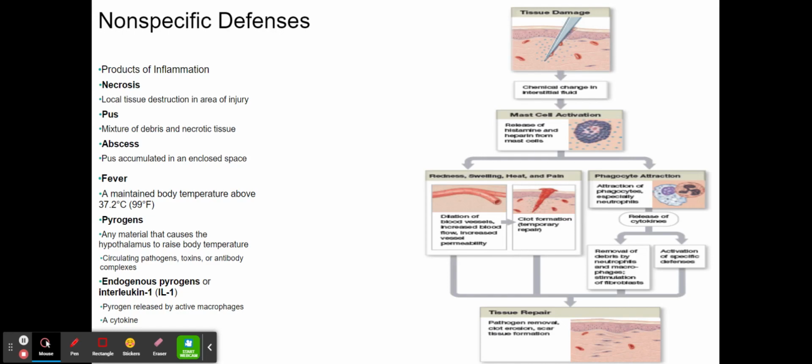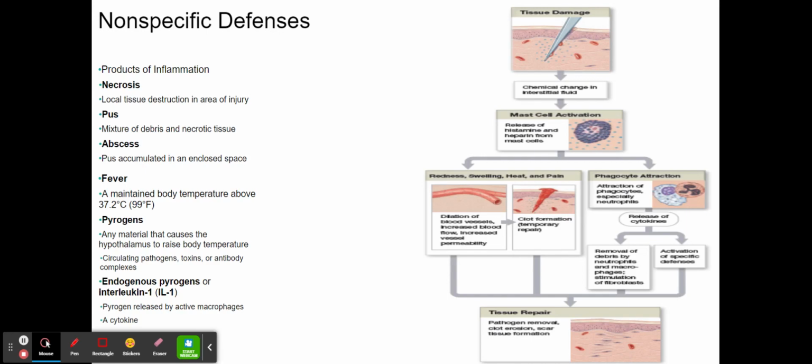Active macrophages release a cytokine called tumor necrosis factor, or TNF, which directly causes fever or stimulates the release of endogenous pyrogen, or interleukin-1, which is also abbreviated as IL-1. Within limits, a fever can be beneficial. High body temperatures may inhibit some viruses and bacteria.